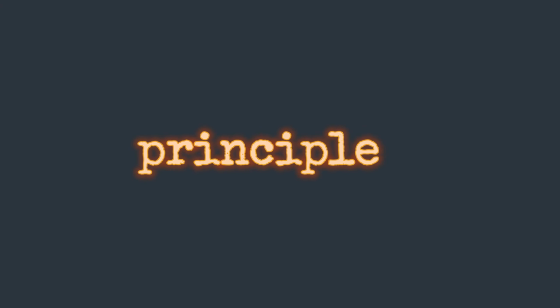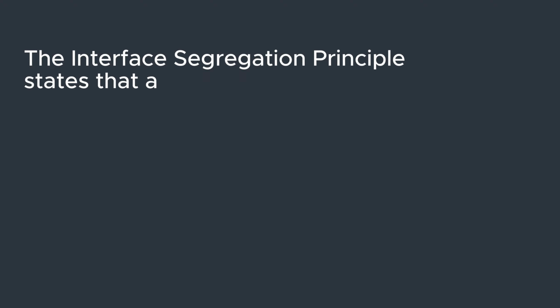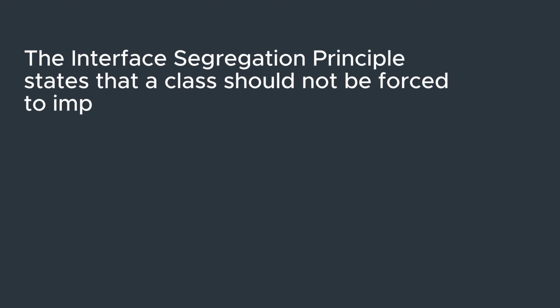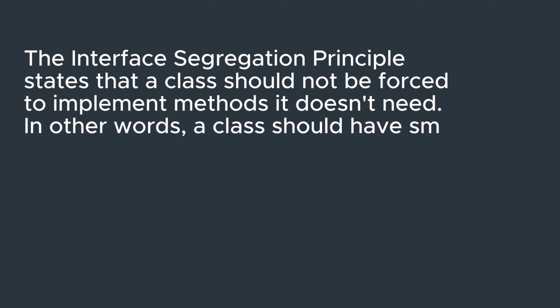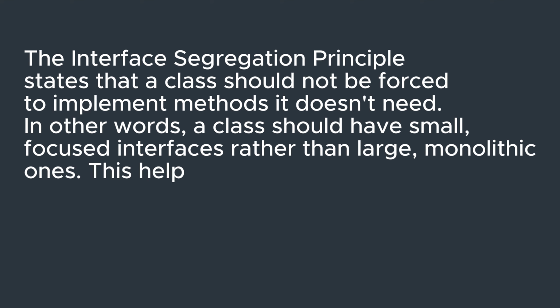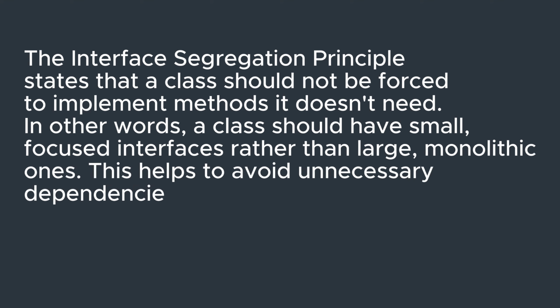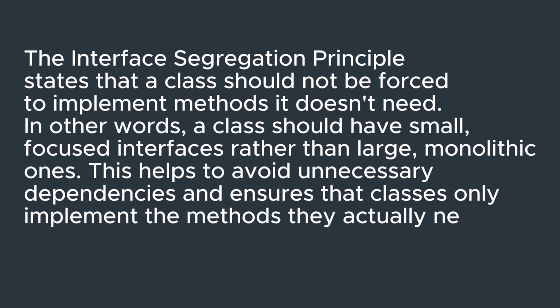Today, we will explore the Interface Segregation Principle. The Interface Segregation Principle states that a class should not be forced to implement methods it doesn't need. In other words, a class should have small, focused interfaces rather than large monolithic ones. This helps to avoid unnecessary dependencies and ensure that classes only implement the methods they actually need.